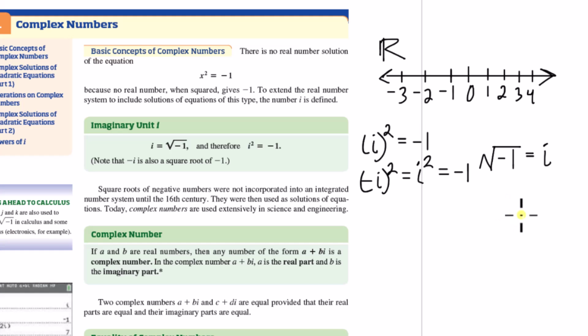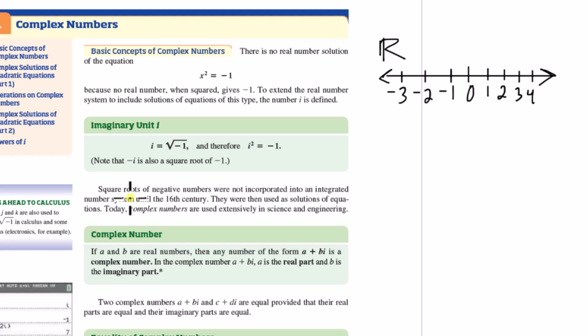That's the idea. Square roots of negative numbers were not incorporated into an integrated number system until the 16th century. And at that time, they were mostly used just as solutions to equations, like x squared is equal to -1. But today, complex numbers are used extensively in science and engineering.